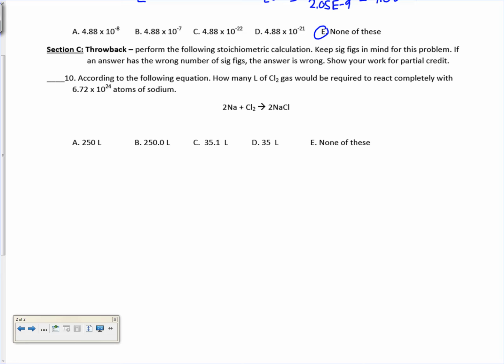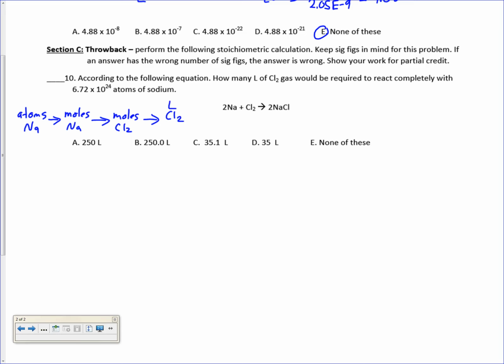All right, onto the throwback. This one is on stoichiometry. What we're given in this problem is the number of atoms of sodium. We're asked for the number of liters of chlorine. So the first thing I recommend you do is write out your path. So we're going from atoms of sodium to moles of sodium to moles of chlorine to liters of chlorine.